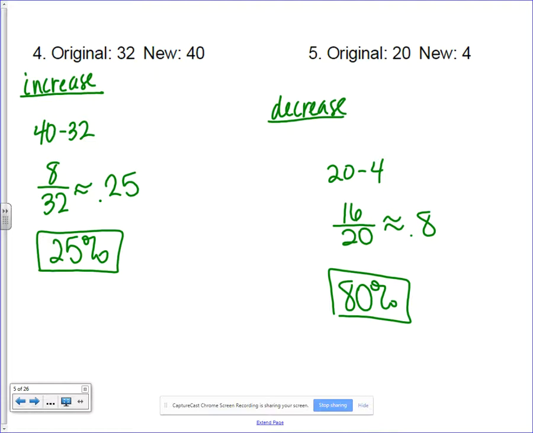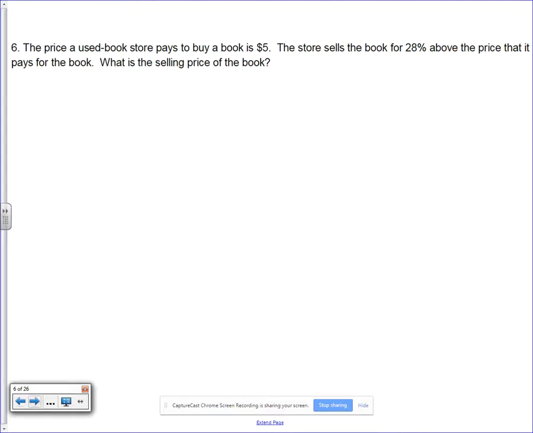Okay, so hopefully you paused and took the time to try this on your own and filled in the formulas and got those percentages. Okay, the last three questions here are word problems, and we are going to be using the exact same formula. You have to find your change, which means I need to do some subtraction, and then you have to put it over the original. So take a look at number 6. The price a used bookstore pays to buy a book is $5.